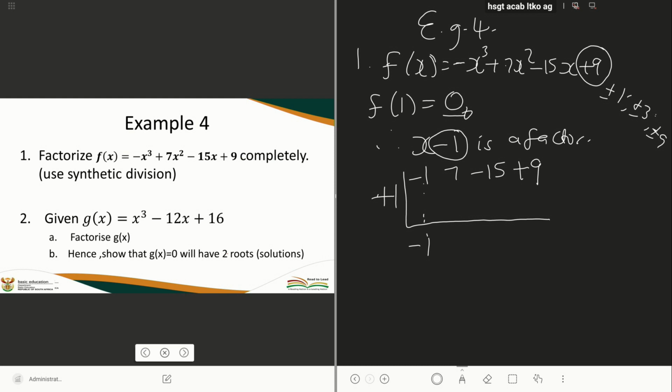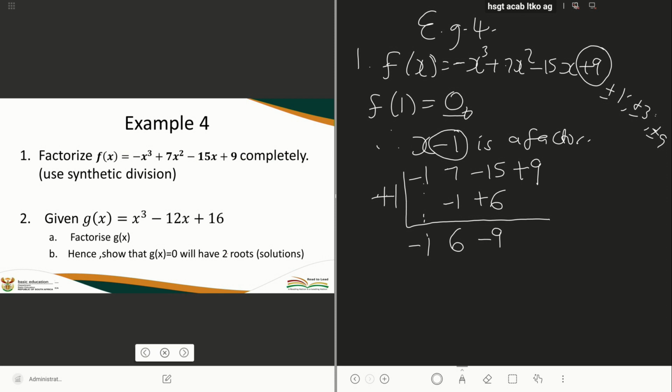So it simply means you're going to get negative 1. You write it underneath the next value. Then what do we do? 7 plus negative 1 is going to be positive 6. Positive 1 multiplied by this 6 is going to be positive 6. Negative 15 plus positive 6, that is going to give us negative 9. Negative 9, correct?